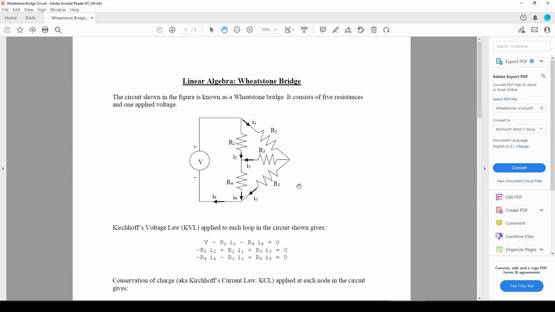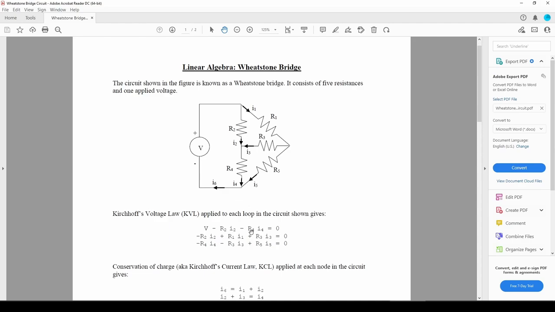You can analyze a circuit based on KVL and KCL. These three equations were generated from KVL, which states that the sum of the voltages around a closed loop is zero. The first equation traces this rectangular loop passing through V, R2, and R4. The second equation is derived from the loop encompassing R1 through R3. The third equation is derived from the loop encompassing R3 to R5.